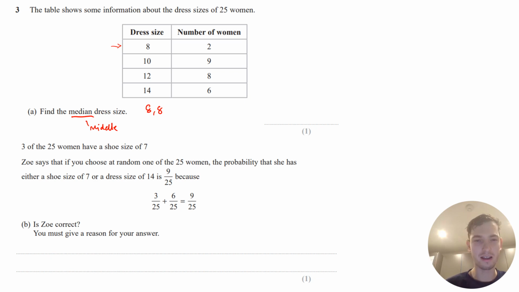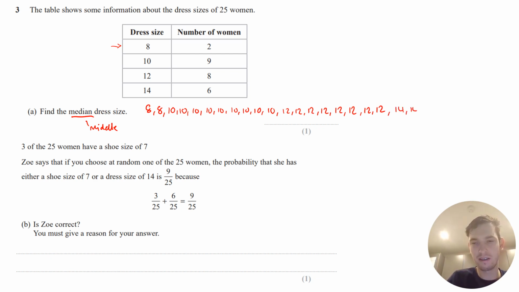And then the next line, dress size 10, number of women 9. So what does that mean? Well, again, it means that 9 women have a dress size of 10. So I'm going to write out dress size of 10 9 times. 1, 2, 3, 4, 5, 6, 7, 8, 9. And I'm going to do the same thing with dress size of 12. I'm going to write that out 8 times. 1, 2, 3, 4, 5, 6, 7, 8. And finally, I'm going to write out 14 6 times.